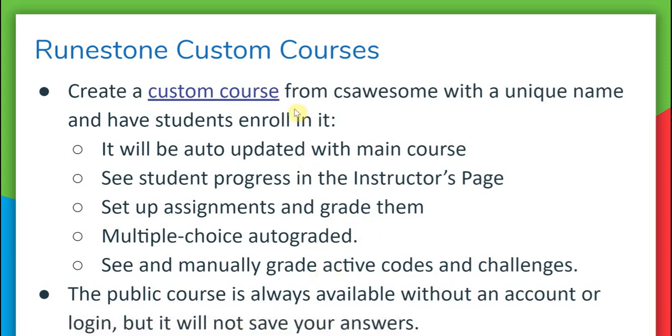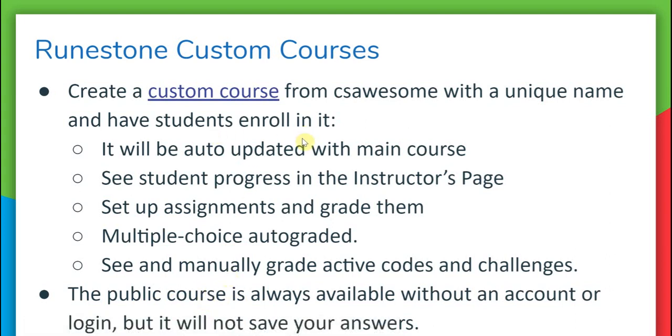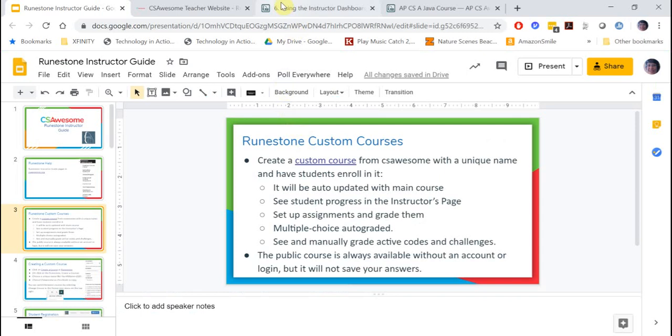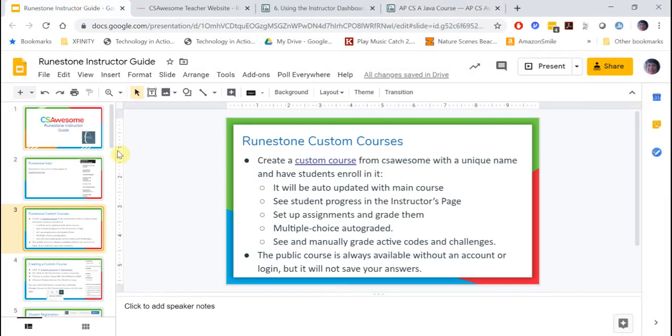But be aware that once you set up a custom course, there's also the public course, CSAwesome, and then your custom course. So you will have to make sure your students are in the right course so that you can see their progress. So for example, if I go to the CSAwesome site, right now I am in my custom course test copy. That's why on the left side here it says test copy. If I was in the public course and not logged in, it would just say CSAwesome. So let's make a custom course.